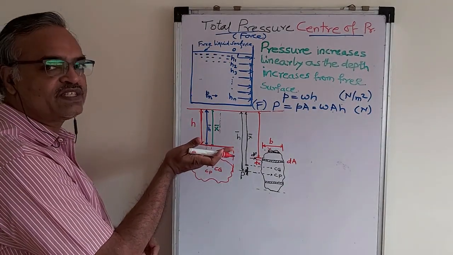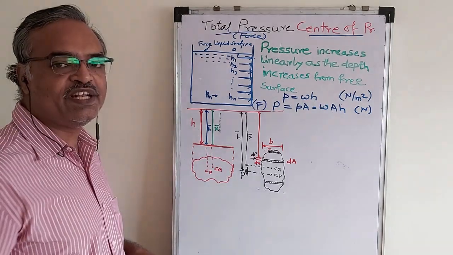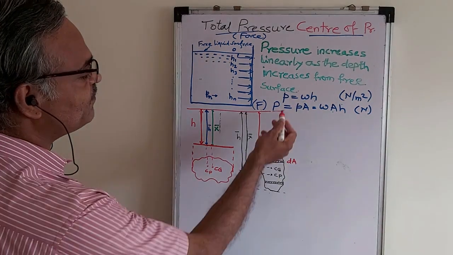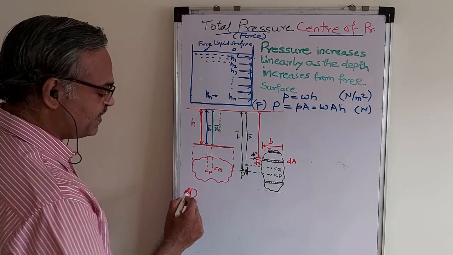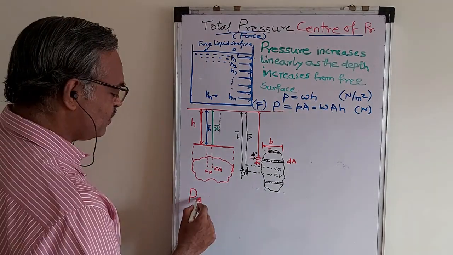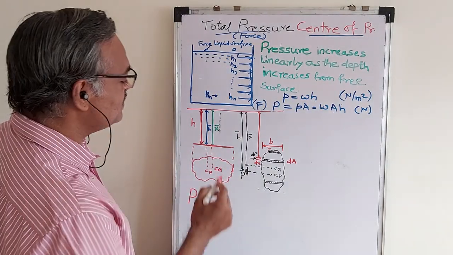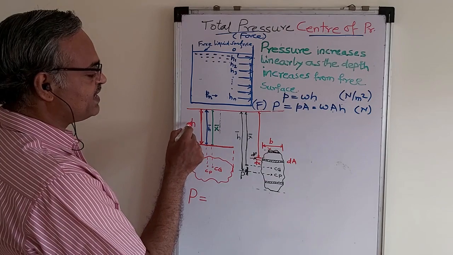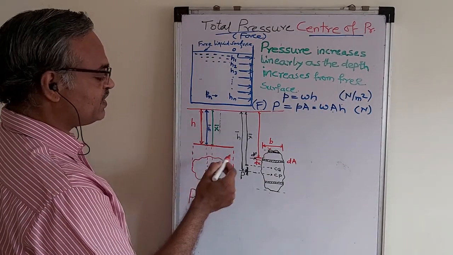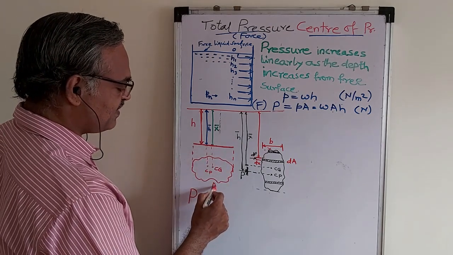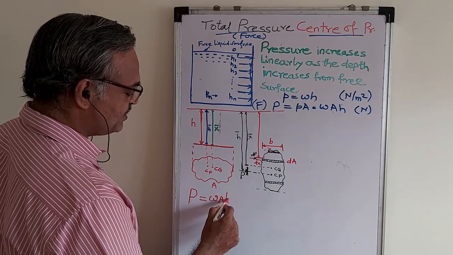Now it is horizontally placed, so every point on this surface is at a distance of H from the free surface. Again, if we apply a similar formula, then the total pressure P, capital P meaning total pressure, that is force, is equal to the pressure acting on this surface into area. So pressure P is equal to WH, and here again the height is H only. WH is the pressure, and let us say the area of this body is A. So it is WAH.